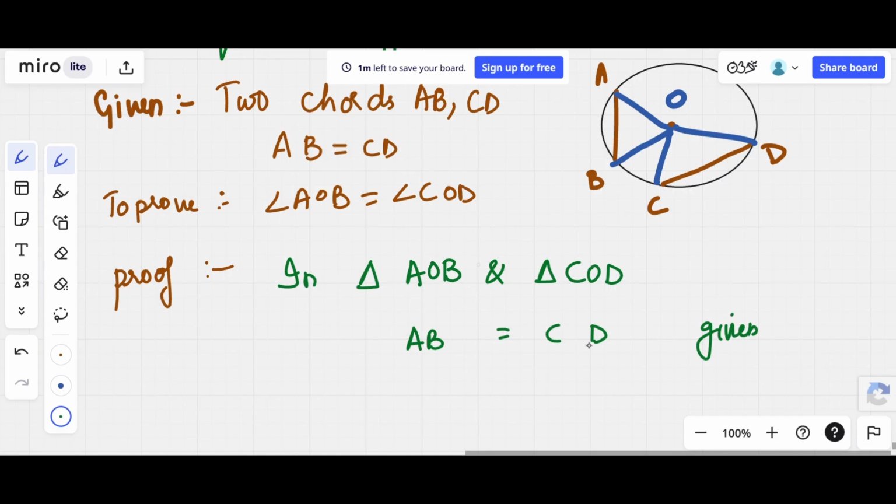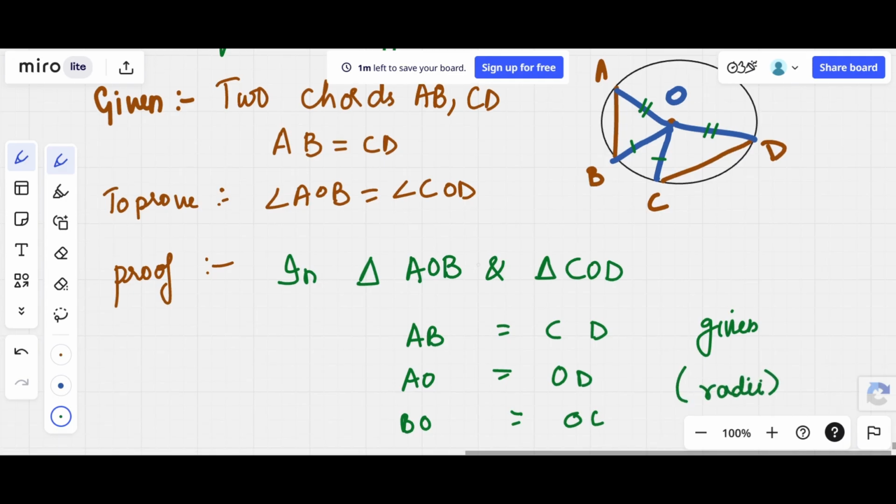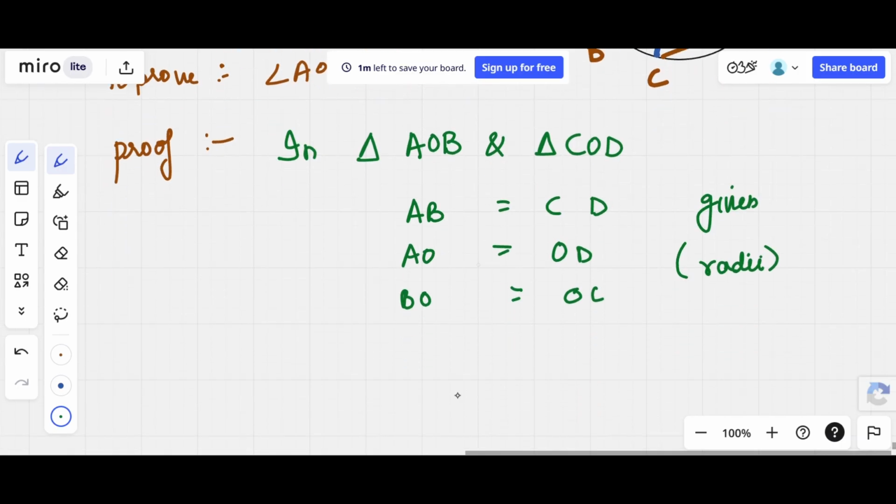Ma'am, AO and DO are equal. AO and BO are part of one triangle. Other triangle you have to say, right? AO is equal to DO and BO is equal to CO. Exactly. Because they're all radii. They are all radii. So that is a good thing. So we will write here radii, plural of radius.